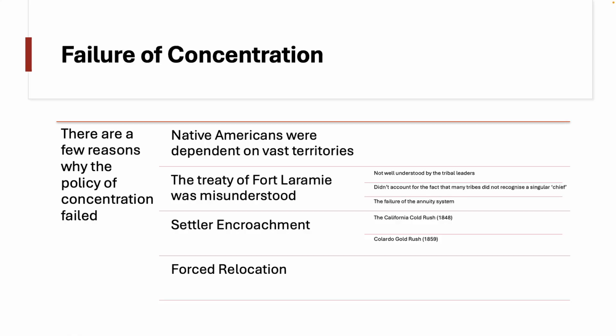We also see that Native Americans, particularly those living in the Great Plains, were not really accustomed to living on small restricted areas, as you can imagine. And this forced relocation to reservations often led to cultural disintegration.